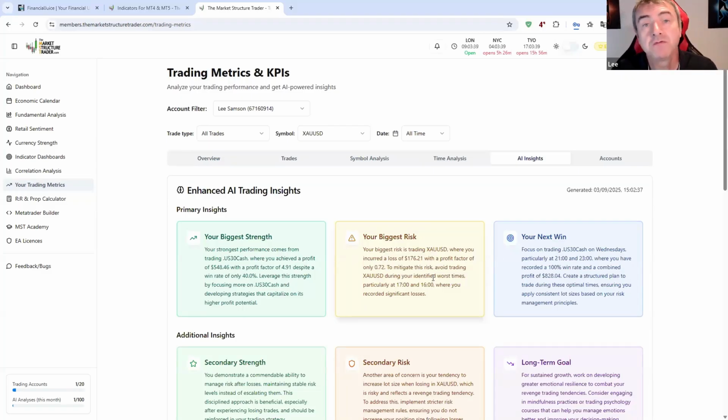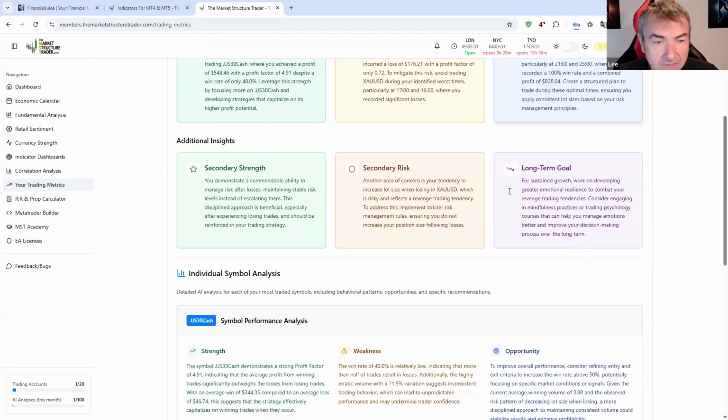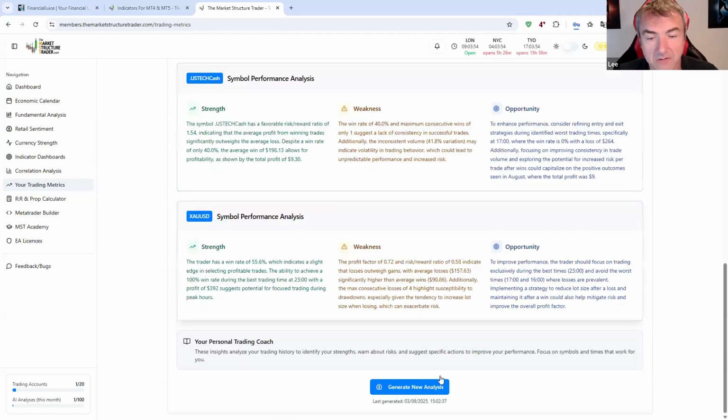And you can remove these elements. And also it tells you what's going right. If you're making loads of money on the Dow, it will tell you that. So maybe you should be putting more risk into your Dow trades because this is working, yeah? So that gives you a breakdown of goal by goal. And at the bottom there, you've got to generate new analysis.